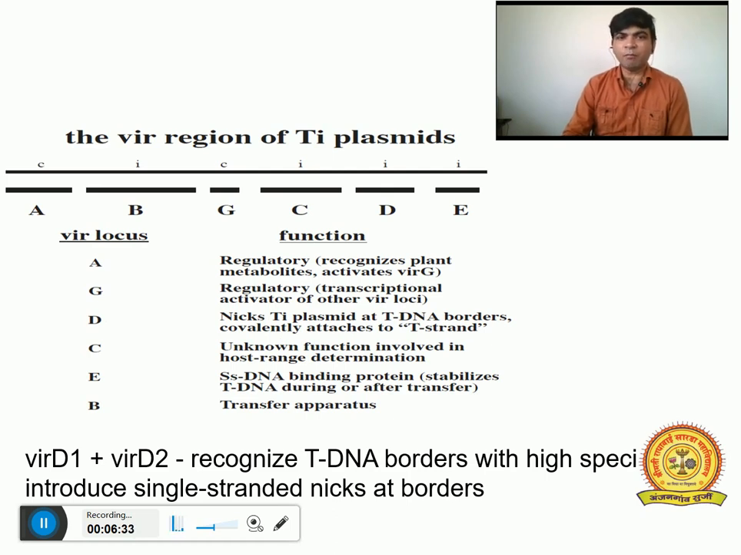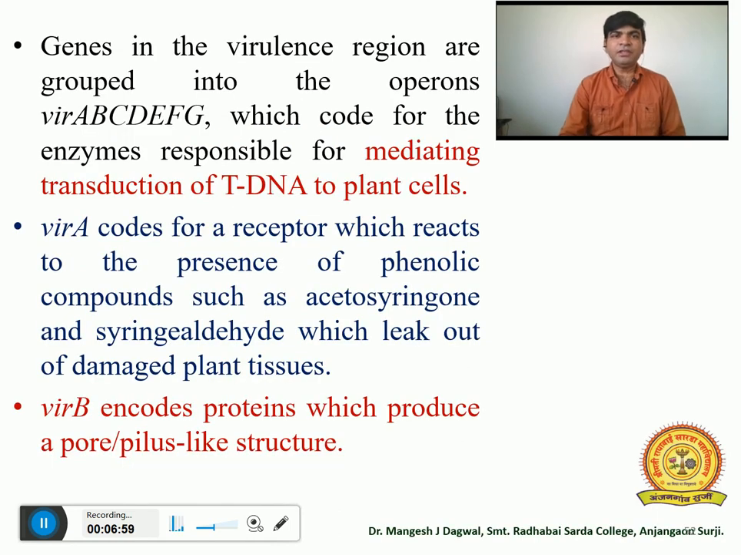regions. These are the number of loci or genes present in the VIR region, or virulence region, and every gene plays a role in the transfer of the gene of interest or the DNA. First is the VIR locus A, G, D, C and E and B. Now the genes in the virulence region are grouped into the operons VIR A, B, C, D, E, F, G, which code for the enzymes responsible for mediating the transduction of tDNA into the plant cell.